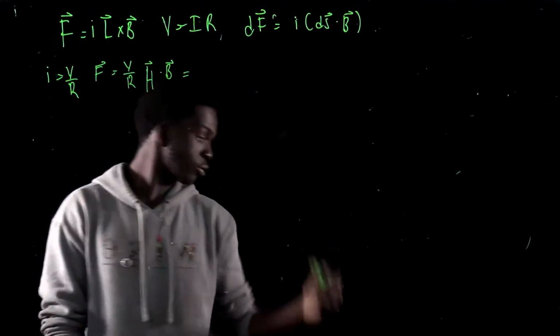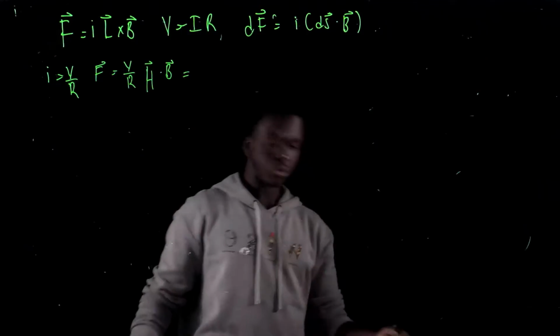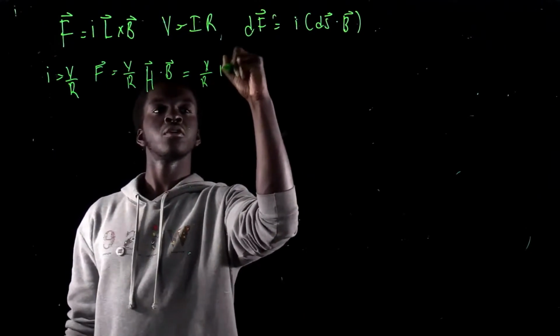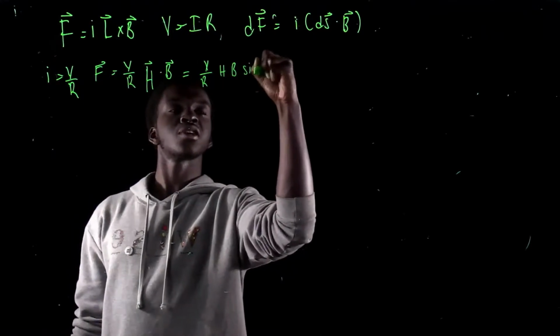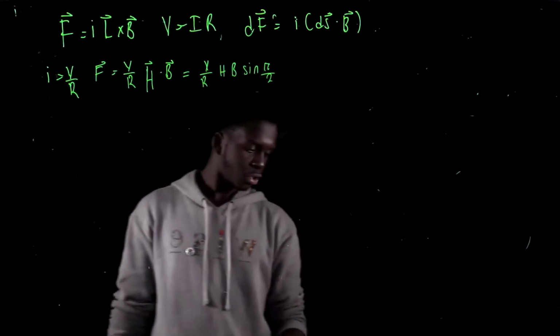And now we know the wire and the field are at a 90-degree angle. So this is going to be equal to V over R HB sine pi over 2, which is just equal to 1. So it really doesn't matter.